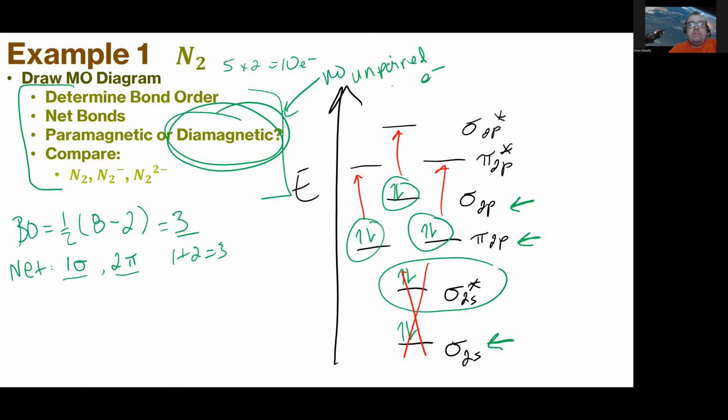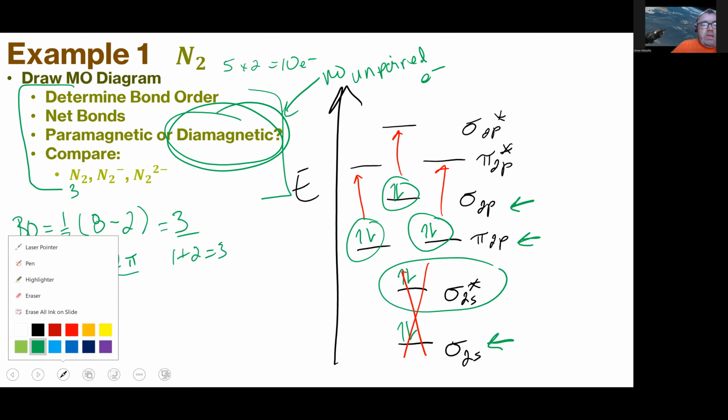Okay. And lastly, we're going to compare N2 versus N2 minus versus N2 2 minus. Okay. This might get a little weird. Let's think through it. N2 is what we just did. Think about bond order. Okay. This has a bond order of 3.